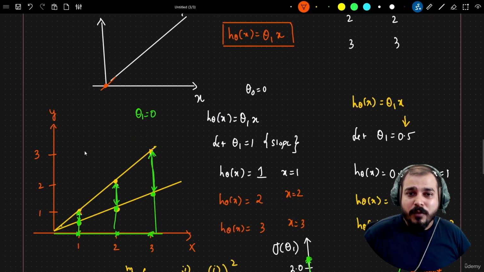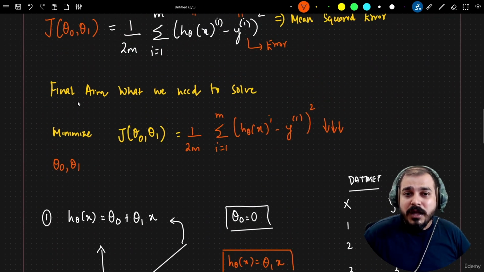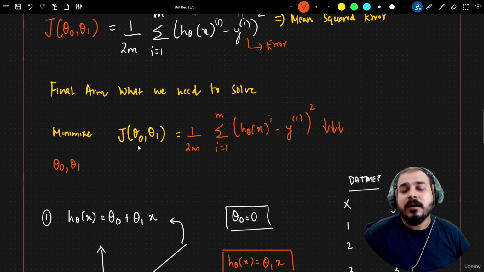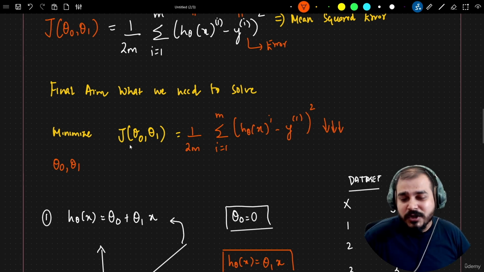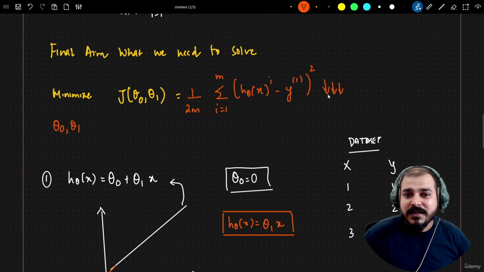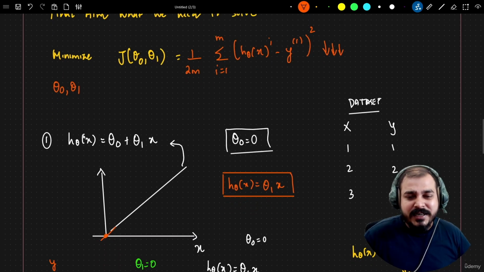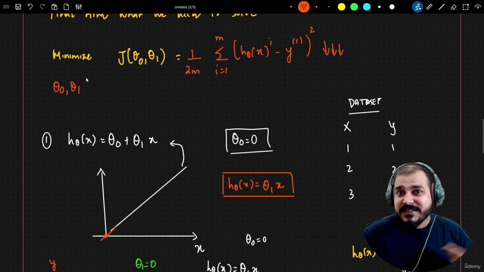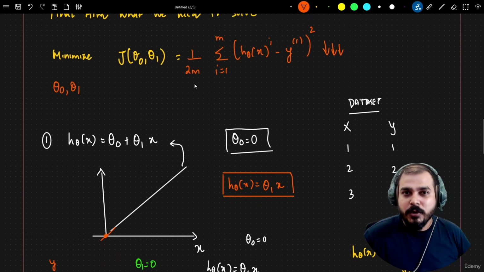And our aim, what were we actually planning to do? We were planning to minimize this J of theta 0 comma theta 1. Since theta 0 is 0, I have not written theta 0 specifically over here. But we had to minimize this by changing the value of theta 0 comma theta 1. In this particular case, theta 0 was already 0. So we changed the theta 1 value and we minimized this value, right?